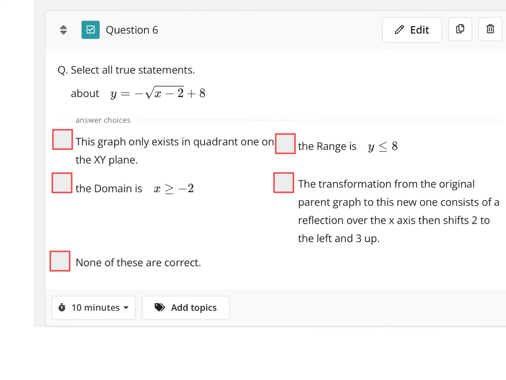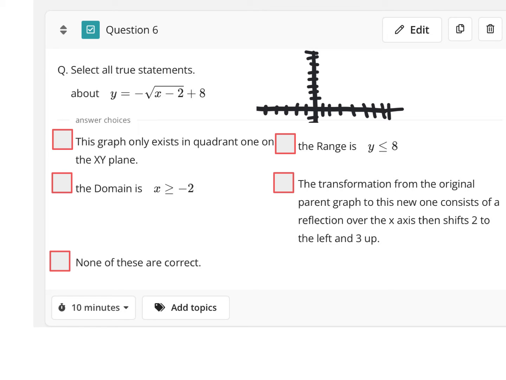Select all true statements about this guy. Once again, it gets reflected over the x-axis. It doesn't get vertically stretched or compressed because there's no fraction or number in front. It does get shifted 2 to the right because you think opposite on h. h is +2, k is +8, so it gets shifted 8 up. Let's start just reading through this. This graph only exists in quadrant 1 on the XY plane. Well, you could graph it on Desmos to see that, or you could sketch it. I'm going to sketch it, and that is probably the world's ugliest XY plane right there. But anyway, let's identify our h, which is +2, and our k, which is 8.